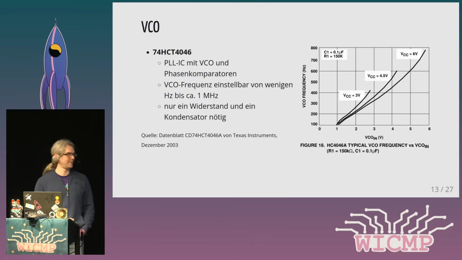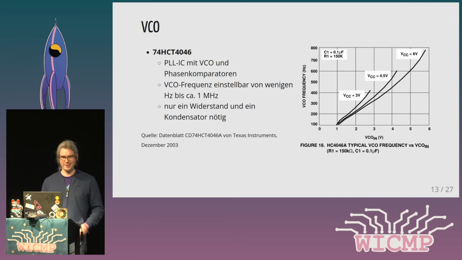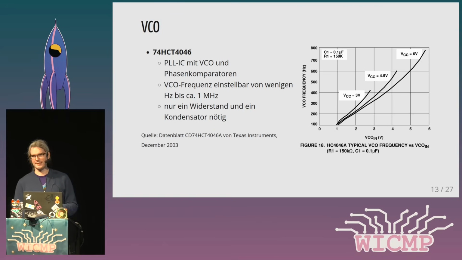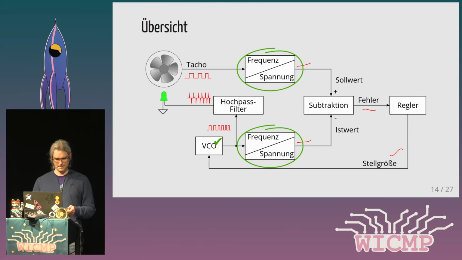And the VCC is 4.5 volts. I'm using 5 volts, so that's not too far away. And this diagram shows the behavior of the VCO depending on its input voltage. Beginning with 1 volt, it seems a little bit linear, but then there is a change a little bit further up, and this would mean that the fan would react in a weird way if we are not doing something against that.